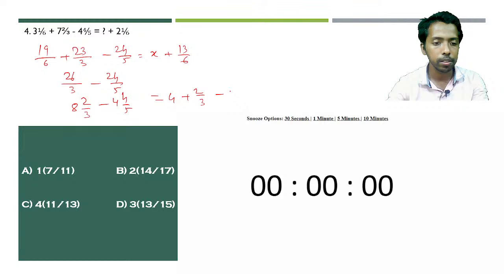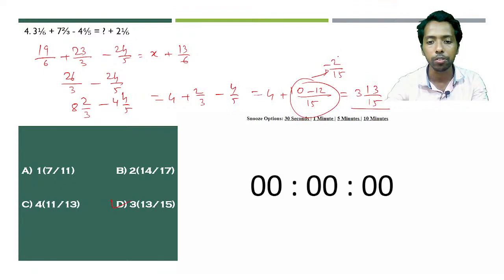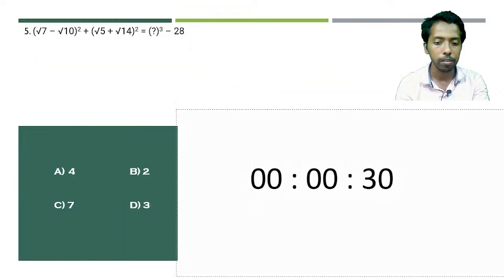Option D. Understood here? This is given as minus 2 by 15. So minus 2 by 15 we cannot take in the fractional form. So you have to borrow 1 from this 4. That is, this becomes 3. And 1 minus 2 by 15, that is 13 by 15. Right? Moving to the next one here.